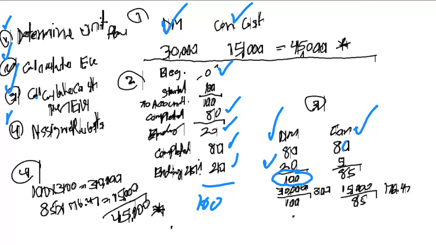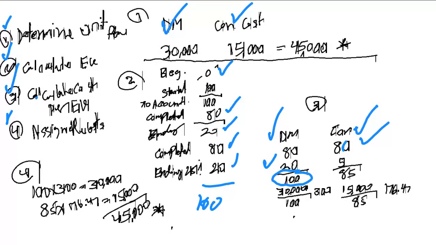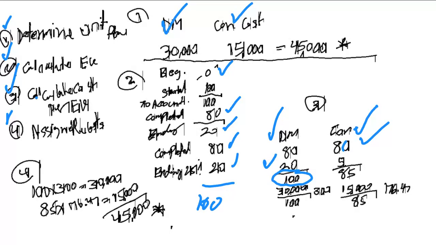In terms of conversion cost, 80 units completed and maybe transferred out to another department or maybe to finished goods. And regarding the 20 partially completed units, I have 5 units completed. So in terms of conversion cost, I have 85 units completed. See that? So compare the 100 units for direct material to 85 units for conversion cost.